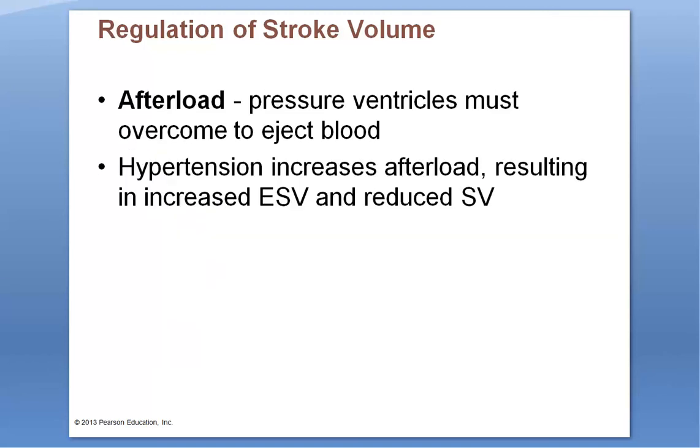Afterload, the third factor that affects stroke volume, is the pressure that the ventricles have to overcome to get blood into the aorta and to the rest of the body. So in the case of something like hypertension, meaning excess pressure in the heart and around the heart, where the myocardium is working harder to, say, overcome an occlusion in a vessel, say the aorta or future vessels, atherosclerosis maybe, that problem increases the amount of blood left in the ventricle after ventricular systole, that's the ESV, and thus reduces the stroke volume.